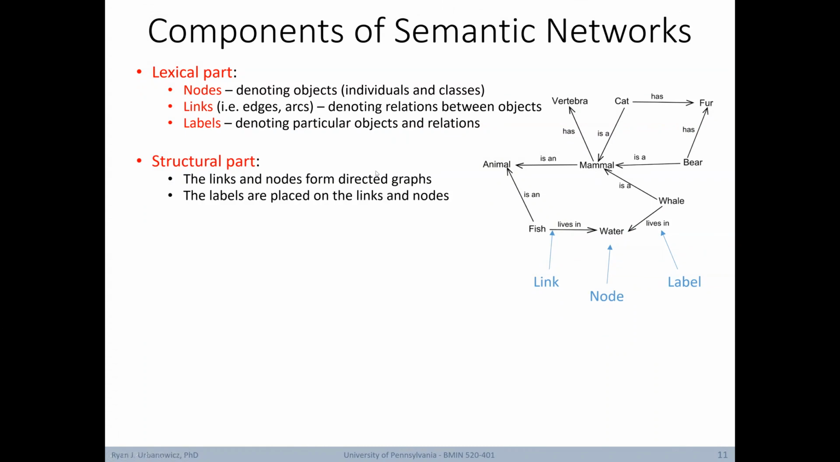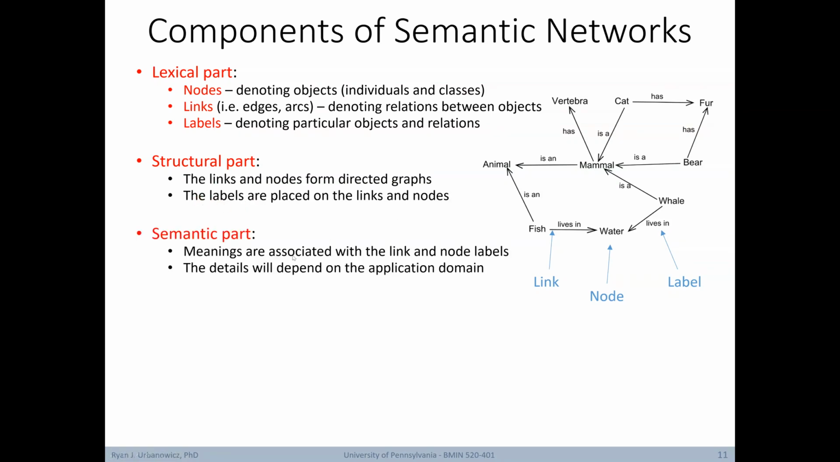Next, let's talk about the structural parts of a semantic network. Links and nodes form what's known as a directed graph. In other words, there's a directionality between the links. In this case, animal is not a mammal, but mammal is an animal. If it were true both directions, we'd have to have arrows or directions that point both ways in the network. And not surprisingly, the labels are placed on links and nodes.